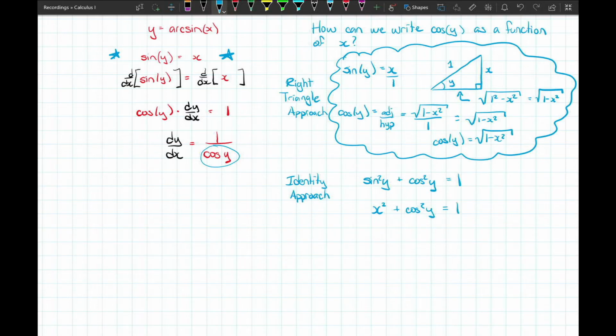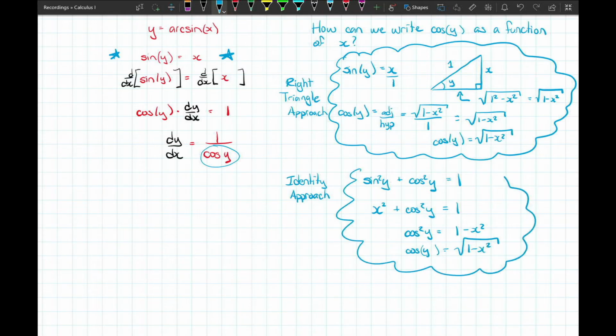And if we're trying to make a replacement in dy by dx here, if we want to get rid of this cosine y and replace that with an expression for x, then we can rearrange this identity now. Cosine squared y is 1 minus x squared, and so cosine of y can be replaced with the square root of 1 minus x squared. Once again, it's the exact same replacement using a different approach.